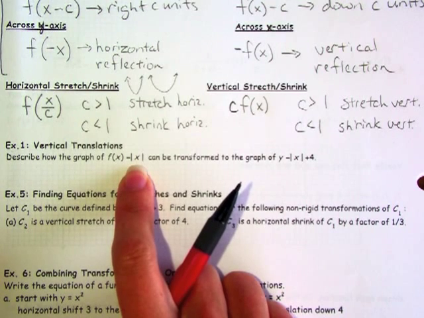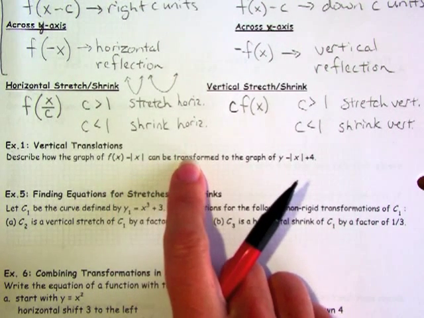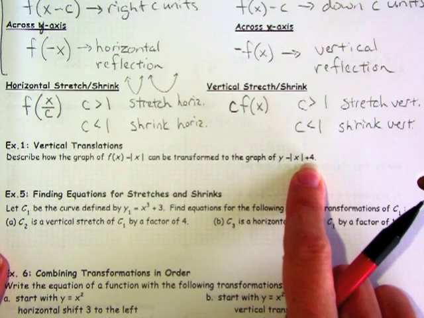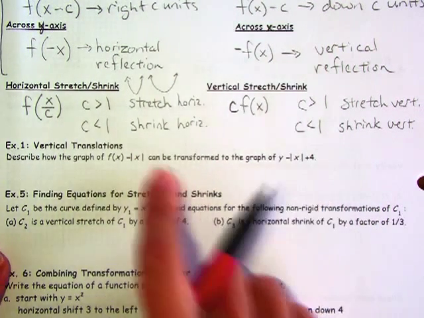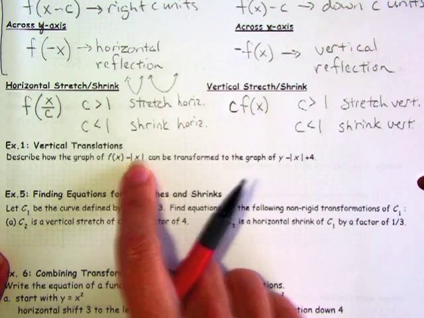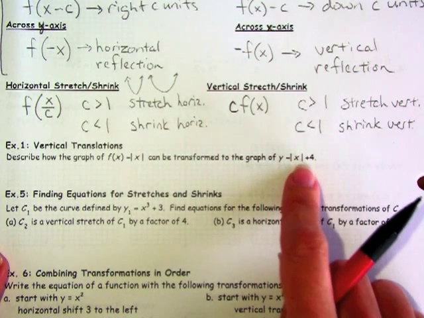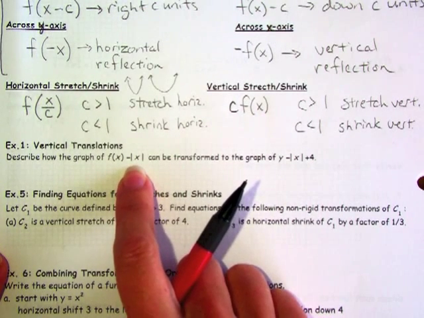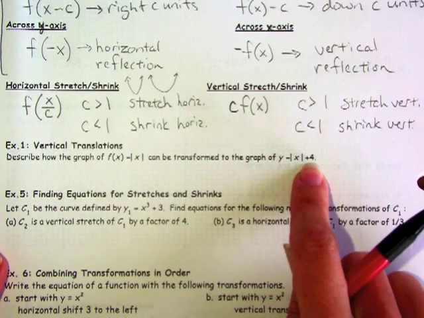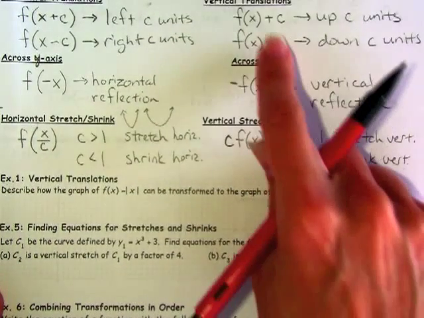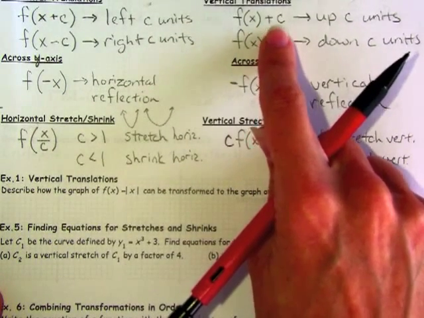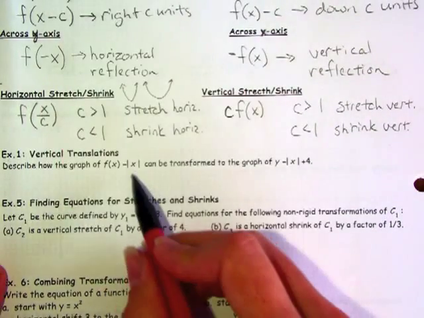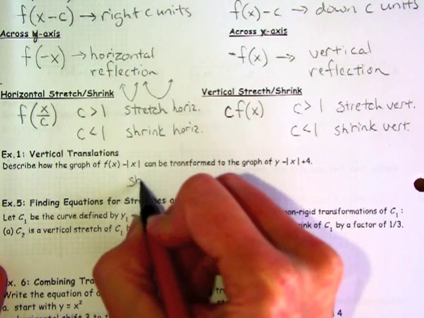And we want to know, how can this be transformed to the graph of the absolute value of x plus 4? Well, if I want to change this graph to the graph of this function, I need to take the original absolute value graph. Notice there's a plus 4 added to it. So if we look above, it's added to the whole function. That is going to take my V-shaped absolute value graph and shift it up 4 units.